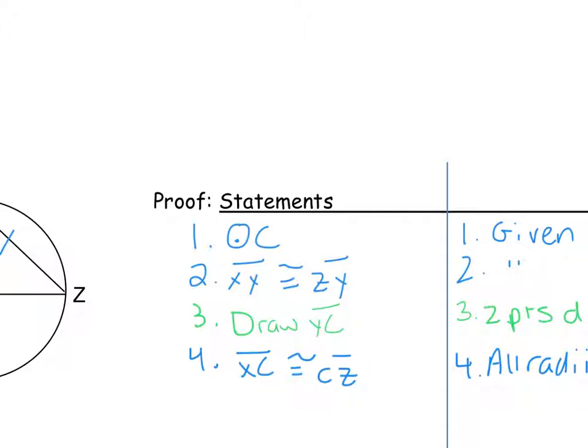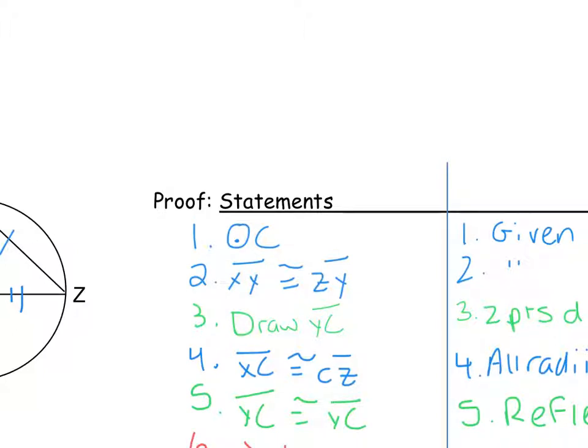Don't forget the "of a circle" part. And then the part that I just drew in, segment YZ, that's a reflexive segment. So I'll go ahead and say that step 5, segment YC is congruent to segment YC, reflexive. And now I have enough to say that the two triangles are congruent.